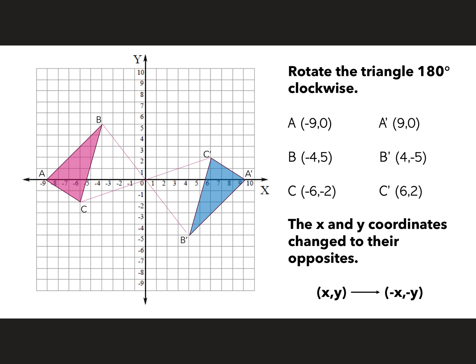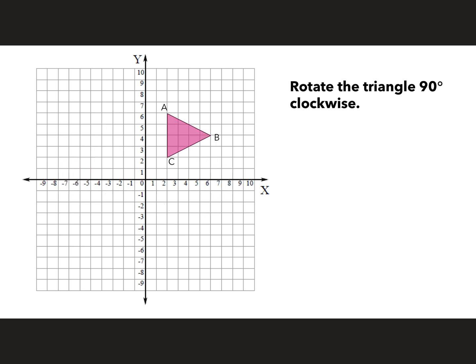Clockwise. Does it matter with 180 degrees if I go one direction or the other? And the answer is no. Clockwise and counterclockwise are going to get you to the same shape for 180 degrees. When we're talking about 90 degrees, it does matter whether I say clockwise or counterclockwise.